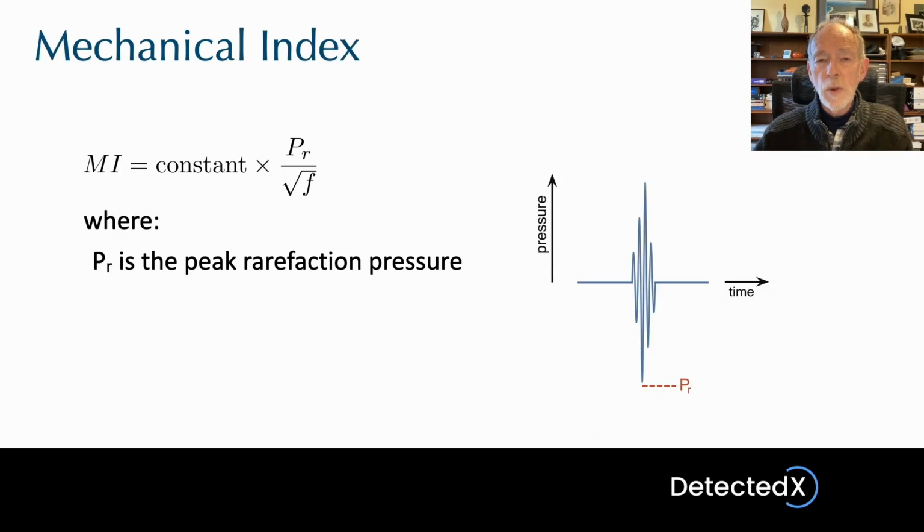To give us an idea of whether cavitation can occur, and in particular harmful cavitation, the machine displays another index referred to as the mechanical index. This MI value is defined as shown here. It's a constant multiplied by the peak rarefaction pressure, which I've shown in the diagram, and then that's divided by the square root of the frequency. So the MI is basically a number. It doesn't have a particular physical meaning. We can't interpret it as directly as the TI, but its value tells us whether cavitation, and in particular harmful cavitation, is likely to occur or not.